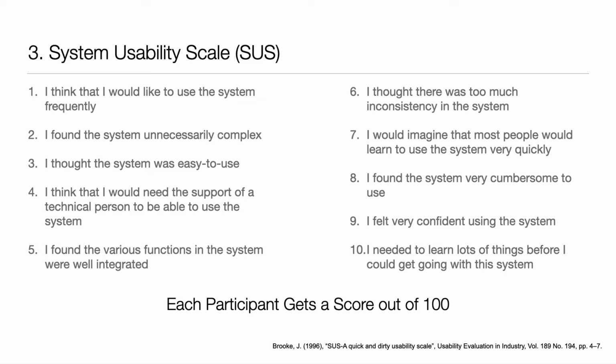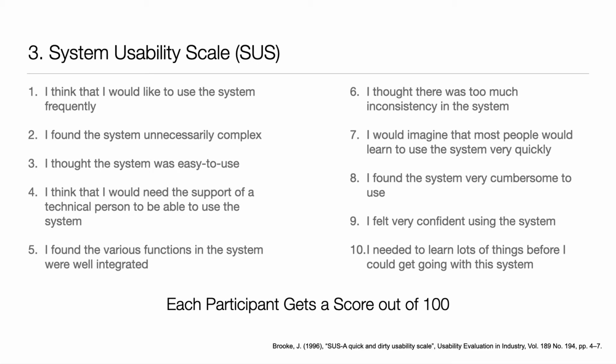That's a positive word. Next one, "I found the system unnecessarily complex," which is a negative. And the questions go back and forth, giving you positive and negative statements. This is because some people really are attracted towards positive statements, and some people are really attracted to negative statements. By giving both, it evens out the curve quite nicely.